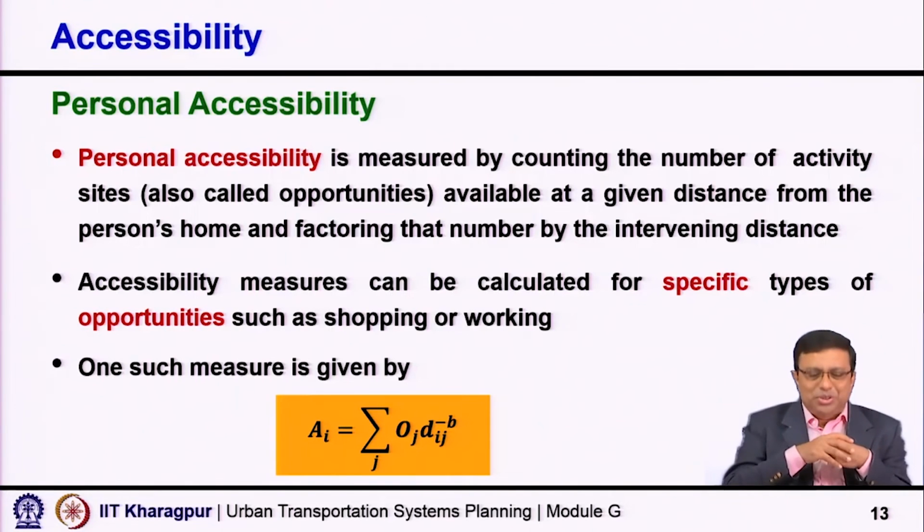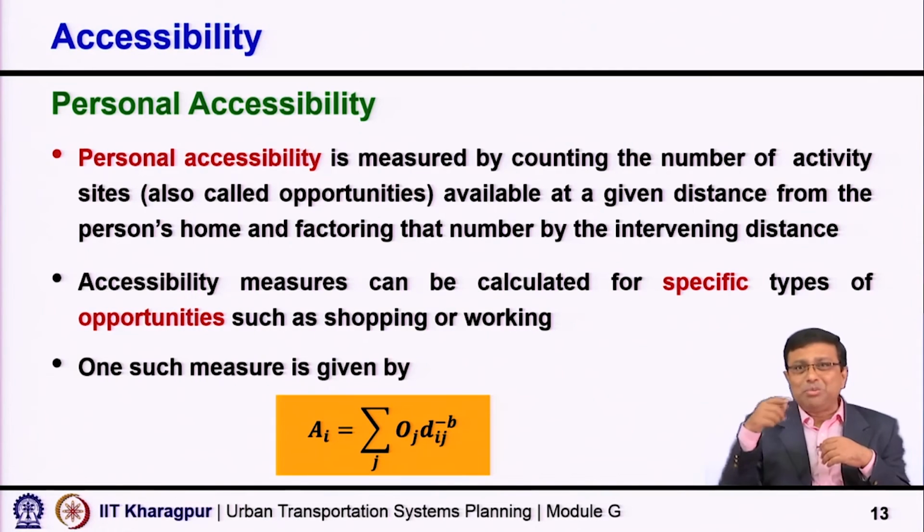One very simple kind of measurement could be like this, as it is shown. A_i, the accessibility of opportunities given to person i, is the sum over j of O_j d_ij to the power minus b. As I said, what is the opportunity? There are j zones or j places around, right, and in each of the j places you have O_j amount of opportunities that is available, I can access that, right. But then each O_j, I am saying, is factored by the intervening distance, doing some kind of discounting. So, O_j multiplied by d_ij to the power minus b.